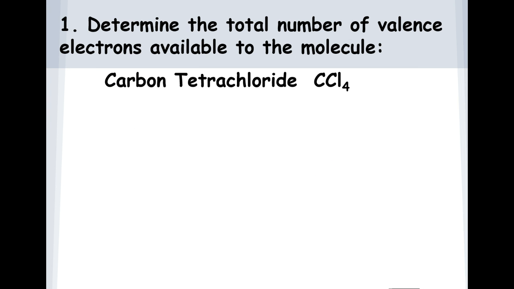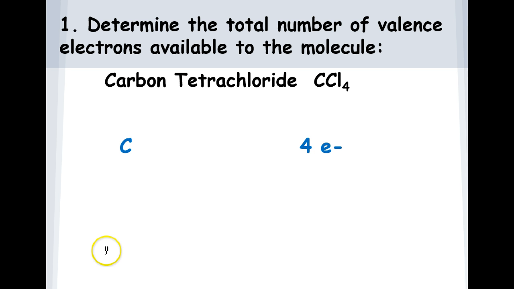So we have several rules for writing Lewis structures, and the first one is to determine the number of valence electrons that are available in the molecule. Now the molecule we have here, carbon tetrachloride, the formula represents the exact number of atoms of each element that you have in the compound. So we want to figure out the total number of valence electrons that are available for these atoms that are making up this compound.